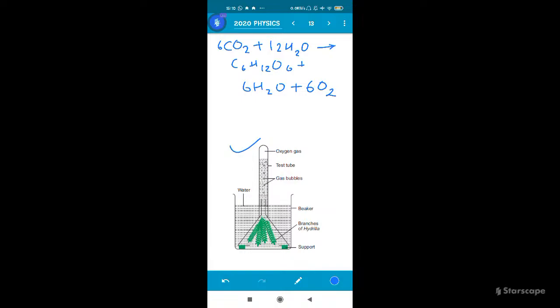So the diagrams which are given in your book, especially the diagrams from which questions are asked in the previous years, make sure that you are practicing them very nicely, because for diagrams many marks are allotted every year. Okay, so this is the diagram. Please note it down wherever it is present in your book.